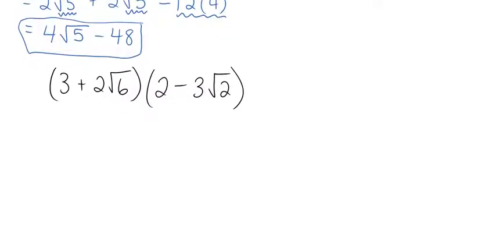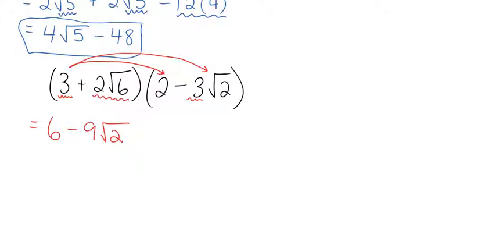Okay, let's try another radical one. So let's say we have a couple of binomials here that are multiplied by each other. So let's go ahead and expand them. So I'm going to start with the 3, and I'm going to multiply it by everything in the second bracket. So 3 times 2 is 6, and then 3 times negative 3 root 2. Well, I just multiply the numbers together, so 3 and 3, that's 9, and I just leave the root 2. So I'd have 9 root 2.